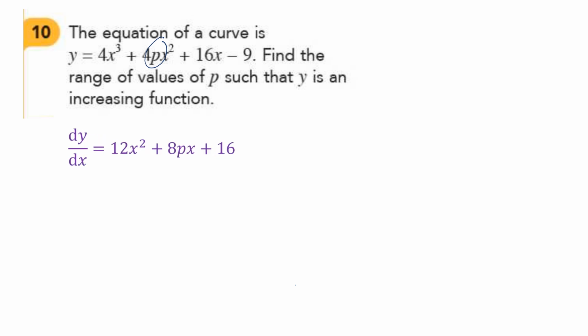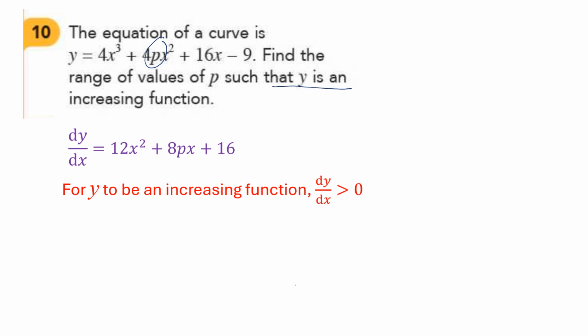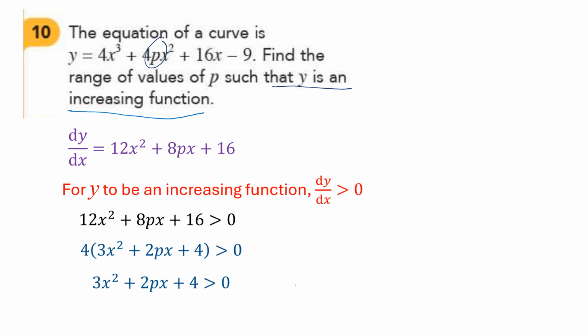Finding dy dx will give you 12x squared plus 8px plus 16. You can factorize. Oh, I didn't factorize it yet. Then you're given that y is an increasing function. So again, go ahead and use it. Whatever you're given, use it. So dy over dx is more than 0, which means 12x squared plus 8px plus 16 is more than 0. You can factorize your 4 out so that you get 3x squared plus 2px plus 4 more than 0.